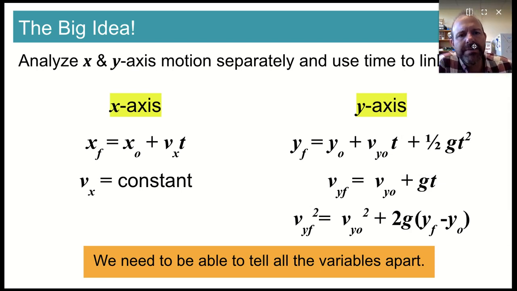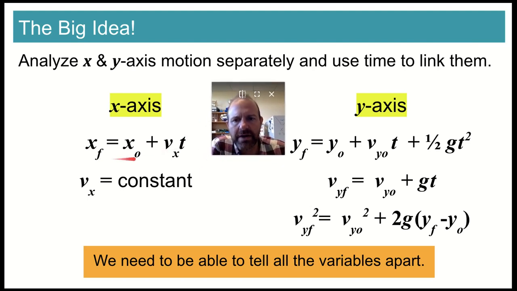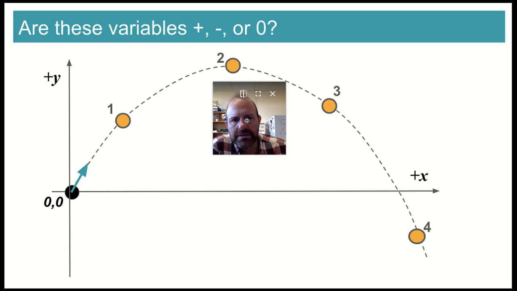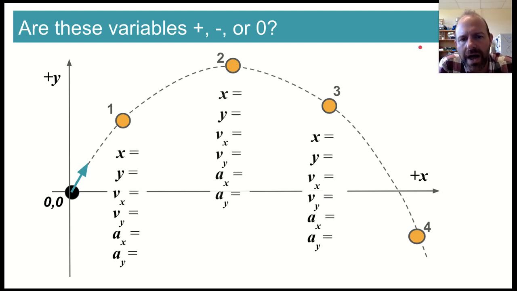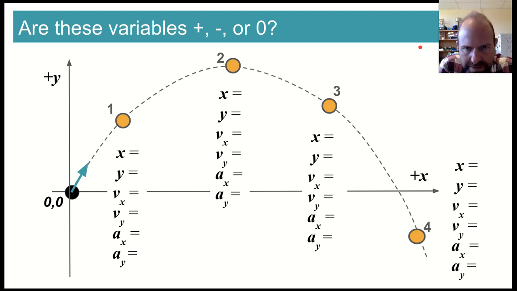what we understand about it. We need to be able to tell all these variables apart though, right? What is x final, x initial, vx, etc., the y's and the x subscript. So there's a lot of them. And so let's go through a quick look at that. So if you imagine a projectile being launched from the origin, we have the positive y up, the positive x to the right, and we've sort of highlighted a couple of points, 1, 2, 3, and 4, as we go along. And so we could ask ourselves, well, what is the x and y position, the x and y velocity, and the acceleration in the x and y at each of these points?